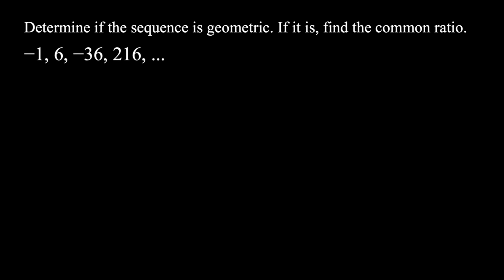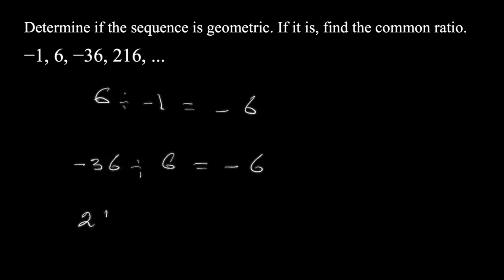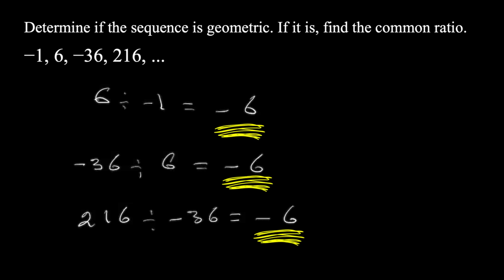To find the common ratio, we divide the consecutive terms to see if they give the same ratio. But we start from the next divided by the previous. So what do we do here? We do 6 divided by -1, which is equal to -6. We do also -36 divided by 6, which is equal to -6. And 216 divided by -36, we get -6. So as you can see in this question, the common ratio is -6. So this sequence is a geometric sequence.